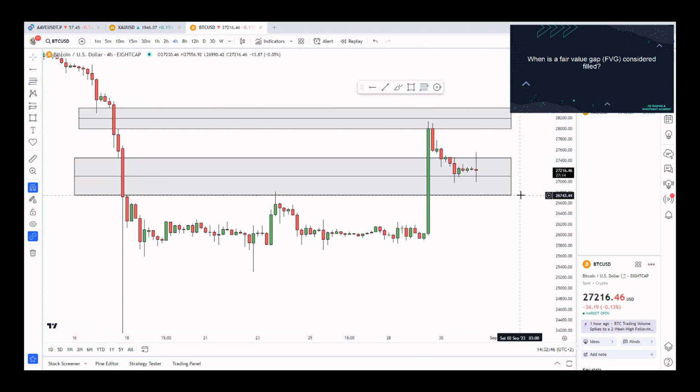The consensus is that when price moves up to the CE, the consequent encroachment, so the 0.5 midline of a FEG, and it rejects, that's a good spot to see a reversal or price move back and consider it filled. But I could be talking about that for an hour, because views are different on that.